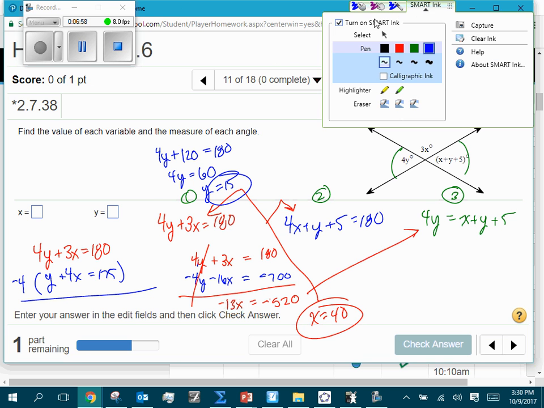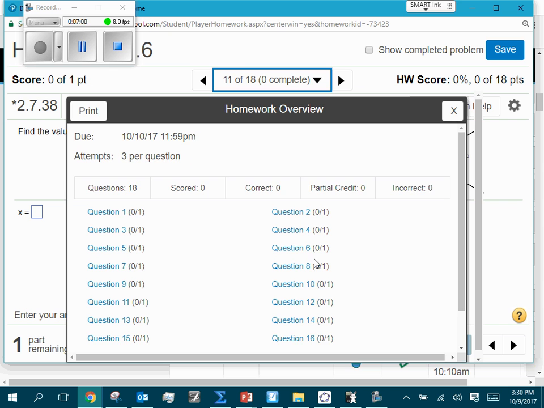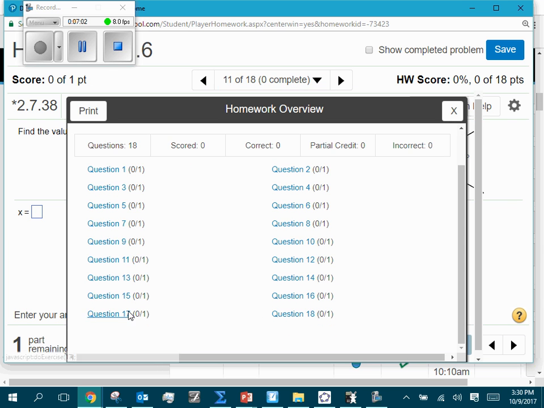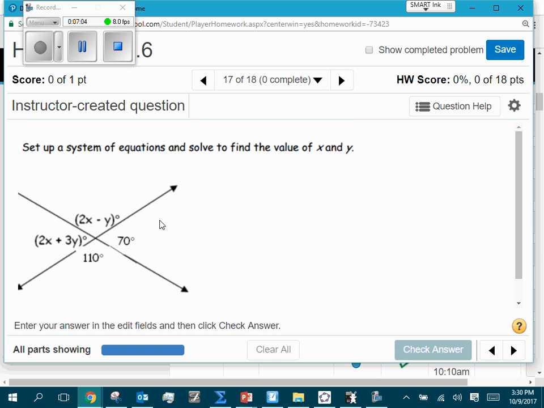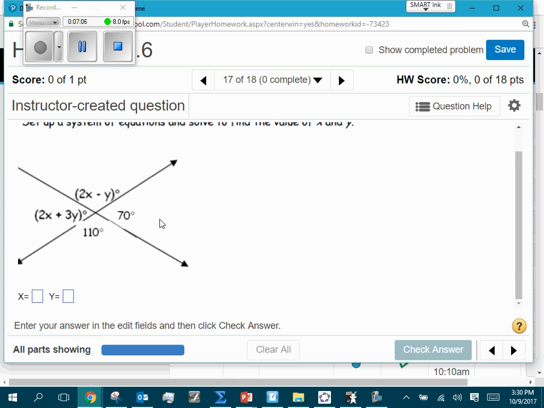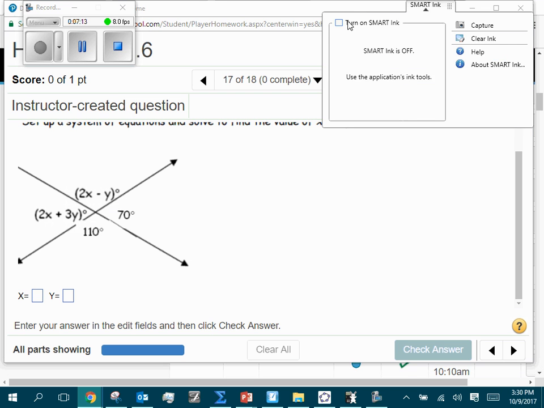Jumping to 17 and 18, I believe these are instructor created. Yes, and they're exactly the same concept. Now there's a lot of different relationships you can say here. Just kind of start you on one of these.